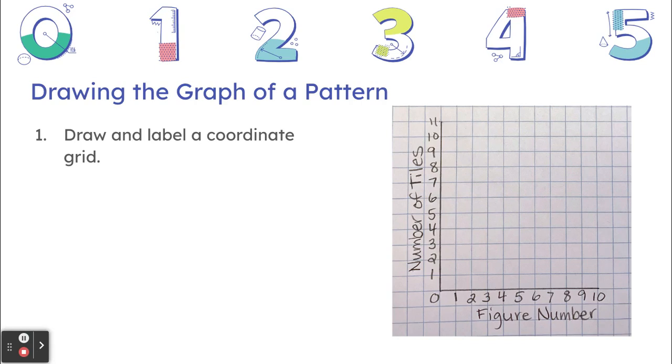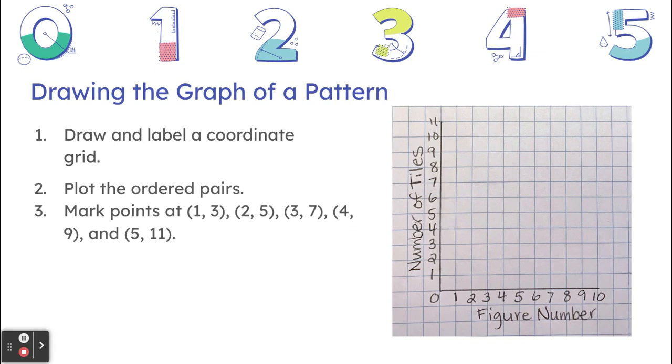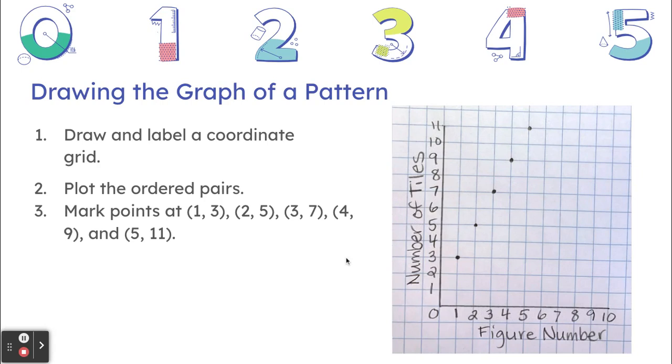All right, step number 2, after we've labeled the axes with the column headings, is to plot all of the ordered pairs on the grid. So we're going to mark points at (1, 3), (2, 5), (3, 7), (4, 9), and (5, 11). And here's what that looks like. So you can see we sort of have our points moving in a bit of a straight line right on our graph there. Now we don't join the points together.